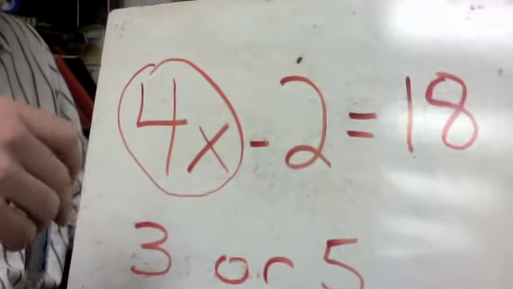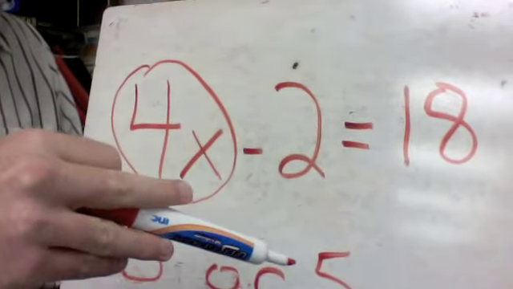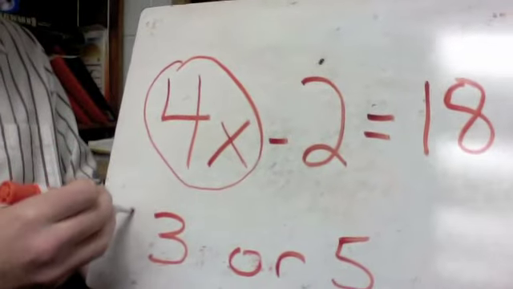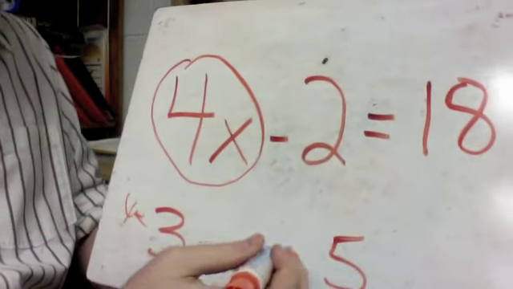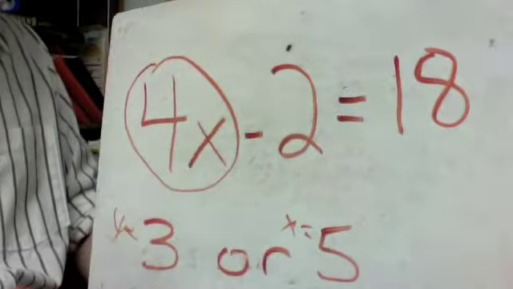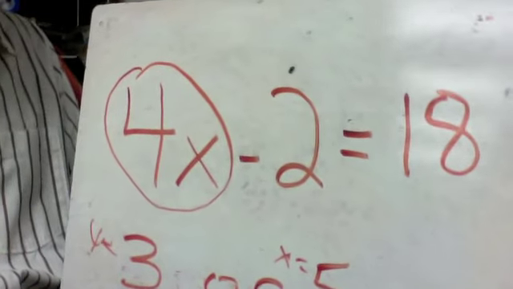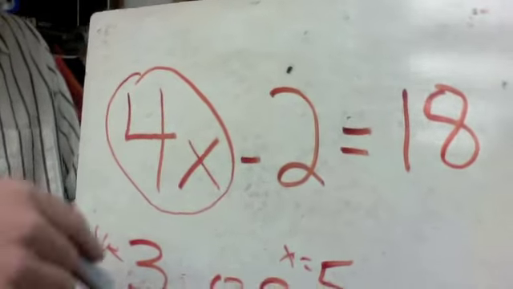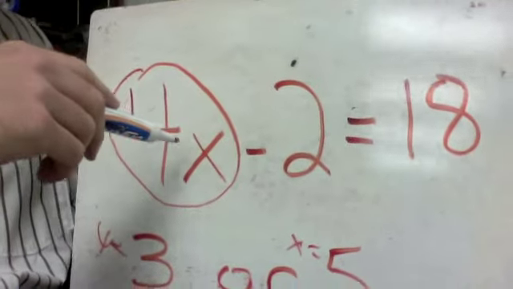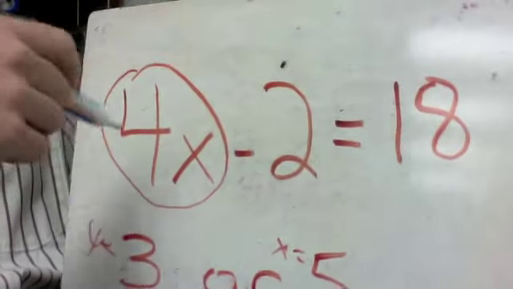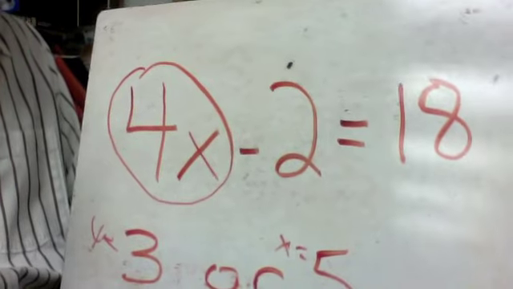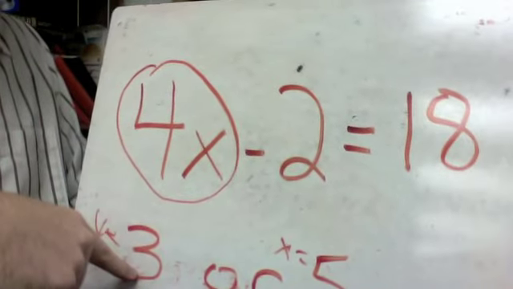The question is, which one of these numbers does x equal? Is x 3 or is x 5? And to figure this out, we need to put both of these numbers in for x to see which one makes this number sentence true. So we're going to start with 3.